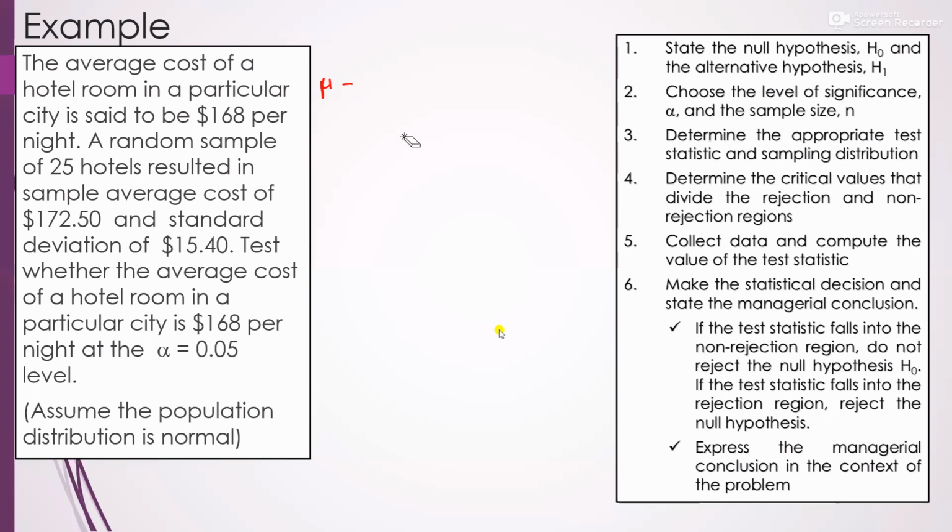That is equal to mean cost of a hotel room, right? In a particular city per night. Mean cost. Clearly you have to define. Don't write just mean cost, right? Clearly you have to specify what is mean.